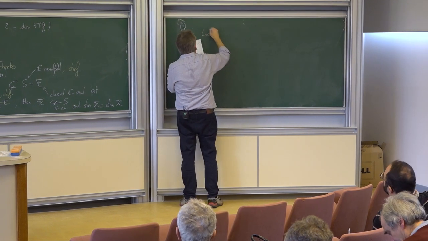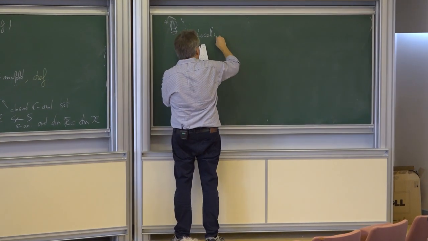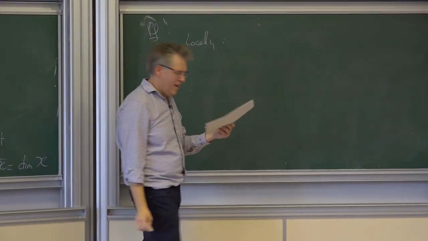Locally, so it's a rough idea. It's not a detailed proof. So this is to prevent Offer from complaining.